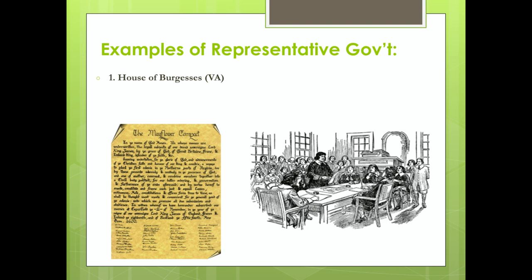The House of Burgesses of Virginia, the Mayflower Compact, and the New England town meetings. Make sure you understand those three.